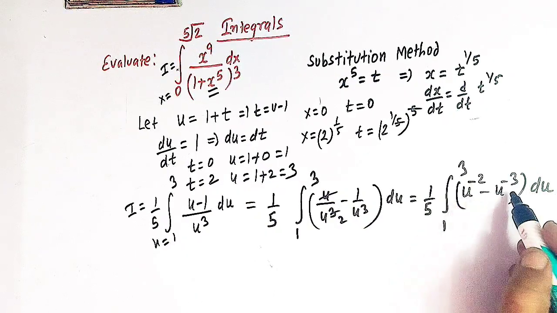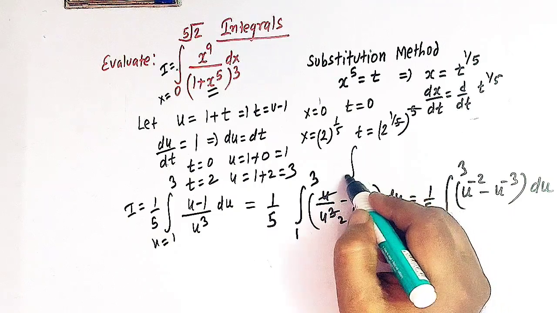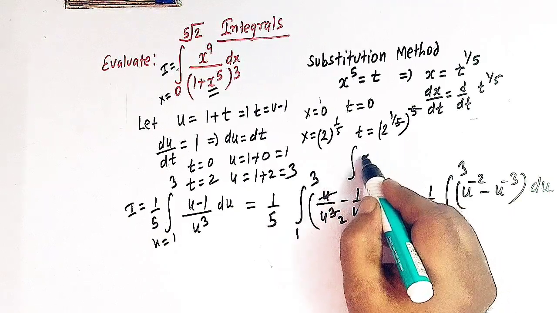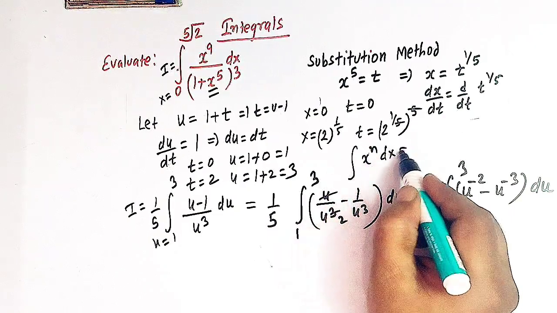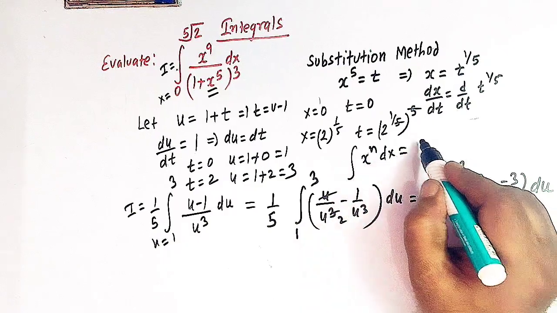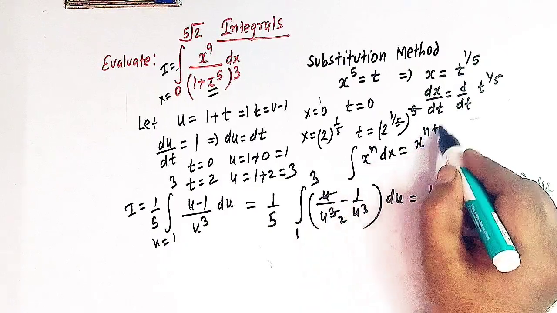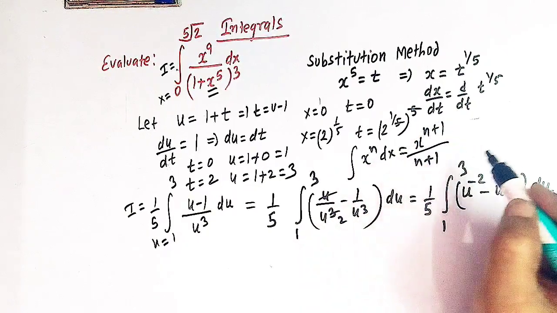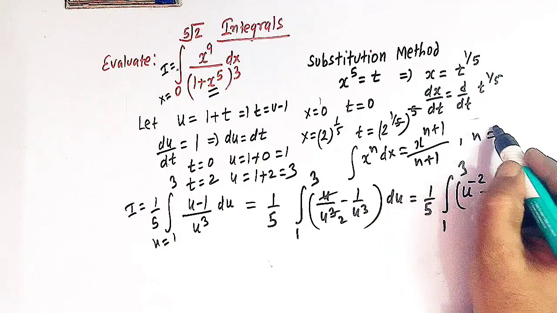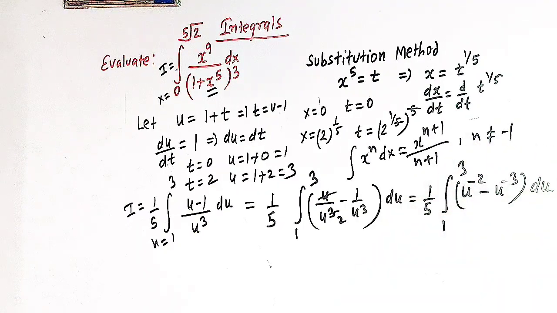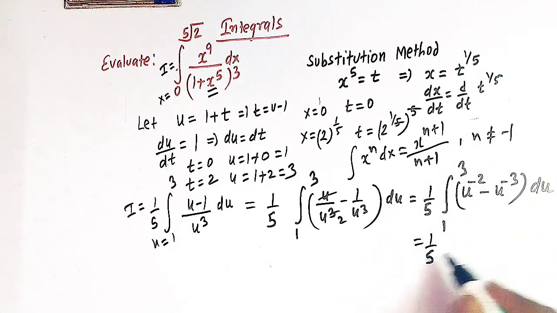So now we have a simple integral here, and using the power rule for integration, that is the integral of x raised to n is x raised to n plus 1 over n plus 1, provided n is not equal to minus 1. So here we have 1 over 5.